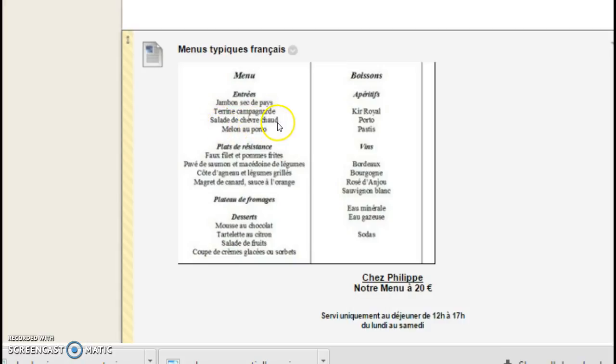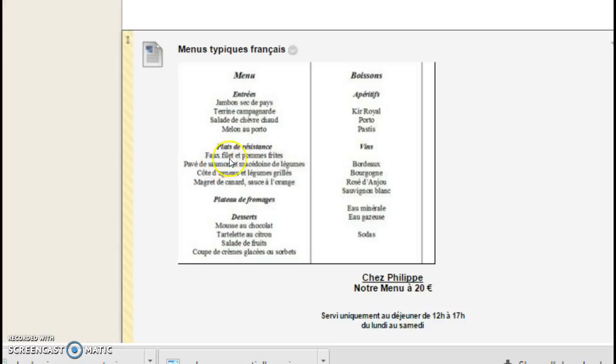Alors, salade de chèvre chaud, you remember it's warm goat salad. Melon, it's cantaloupe with Porto, that's the wine. It's very good. Plat de résistance. Okay, those are to help you resist for the day. All right. French people eat a big meal for lunch. Very light breakfast, good lunch, and very light dinner. So this would be more like a lunch menu.